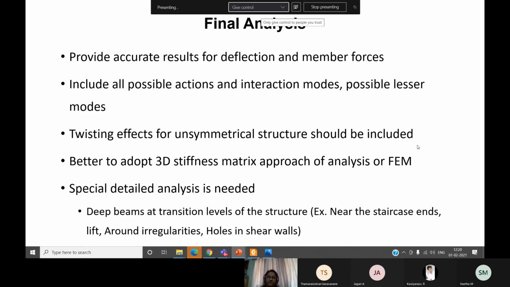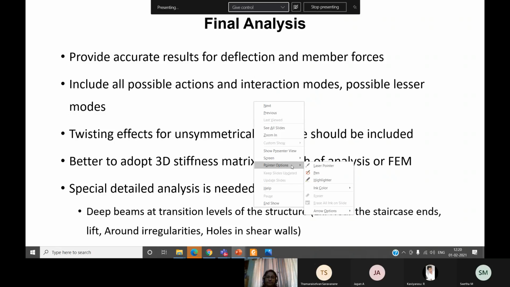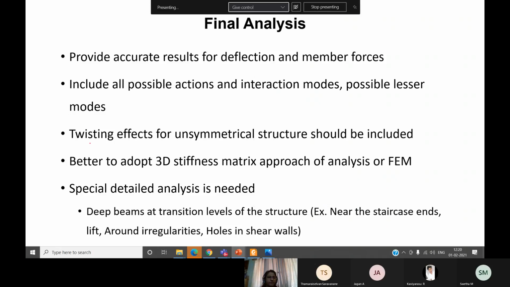In the preliminary analysis, we neglect all these things. Even if a structure is asymmetric or unsymmetrical, we will not consider the twisting effect or torsional effect. None of these effects will be considered in the preliminary analysis. But when you do a final analysis, all these effects have to be included. Twisting effect has to be included, along with all possible actions, and accurate results for deflection and member forces. To do a final analysis, it is better to adopt a 3D stiffness matrix approach of analysis or a finite element analysis.